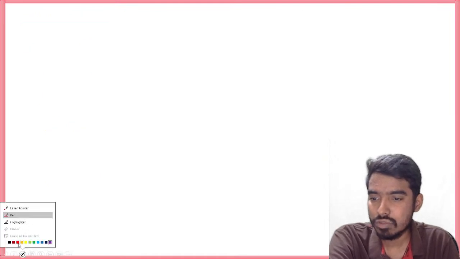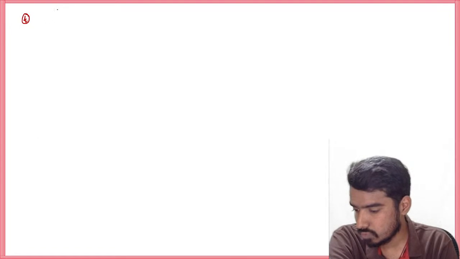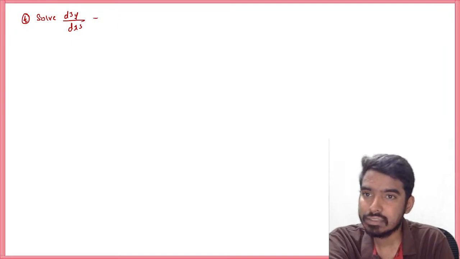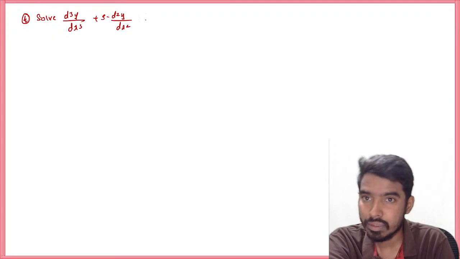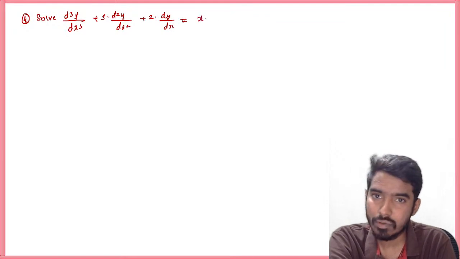Super. Now we'll start solving the fourth problem. The fourth problem is: solve d cube y by dx cube plus 3 times d square y by dx square plus 2 times dy by dx equal to x square, right? We'll try to complete this entire topic today.